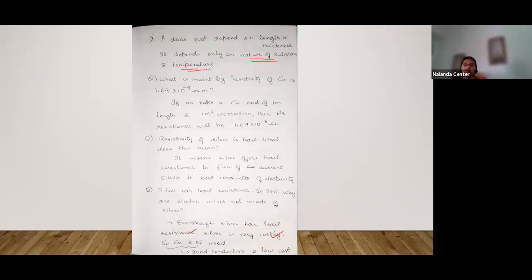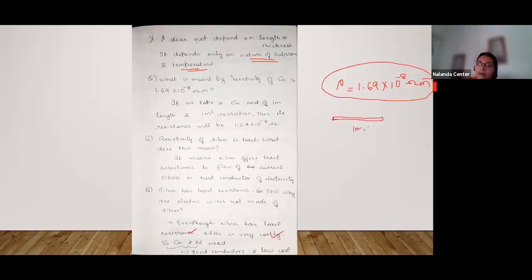It depends only on the nature of substance and temperature. What is meant by the resistivity of copper being 1.69 into 10 raised to minus 8? It means that rho is given as 1.69 into 10 raised to minus 8 ohm meter. What does this statement exactly mean? It means that when a copper rod is taken, which is of length 1 meter and has a cross section of 1 meter square, the resistance is going to be equal to this.